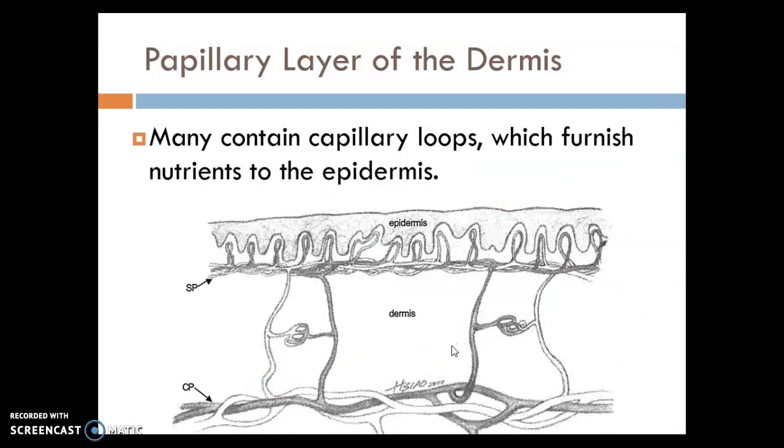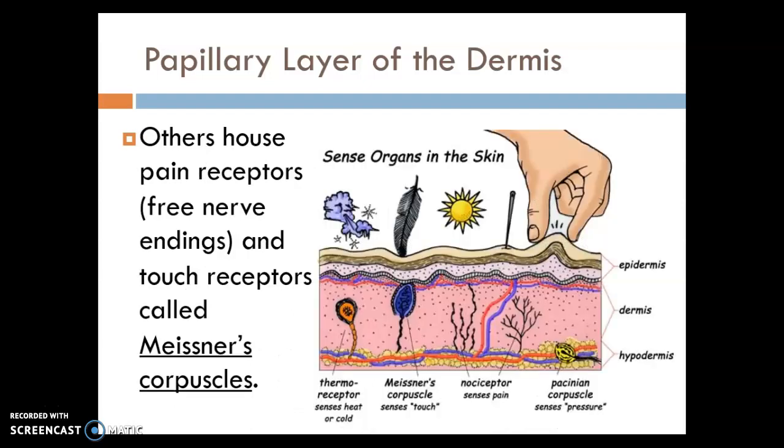The papillary layer is what makes the ridges in your fingerprints and things on your fingers. It's right underneath the epidermis, and those indentations of the papillae are what cause those ridges to form on your fingers.